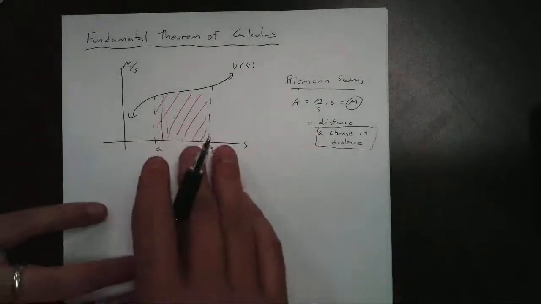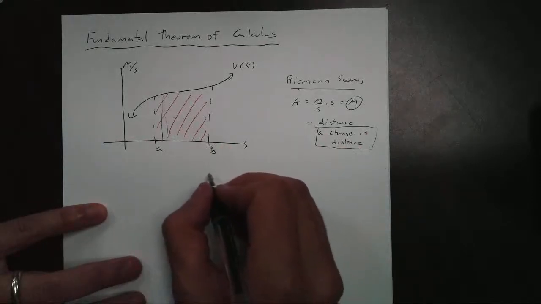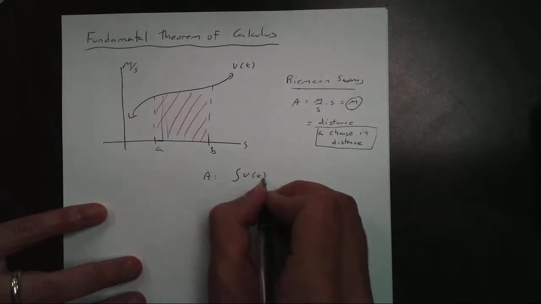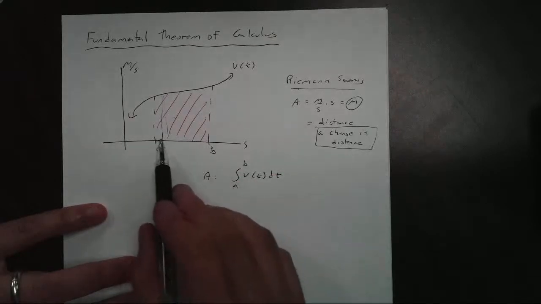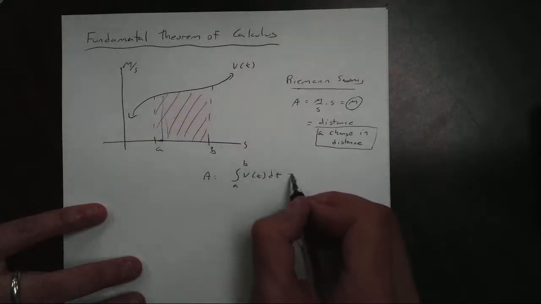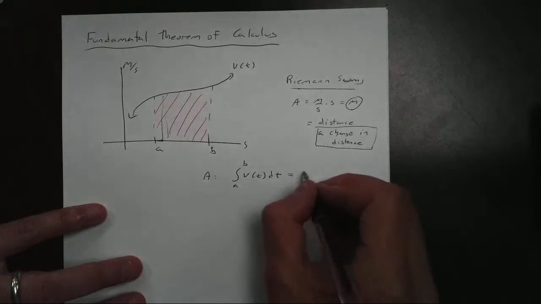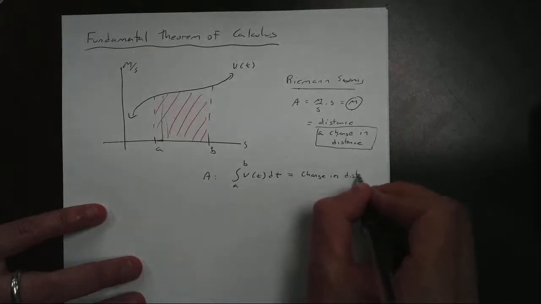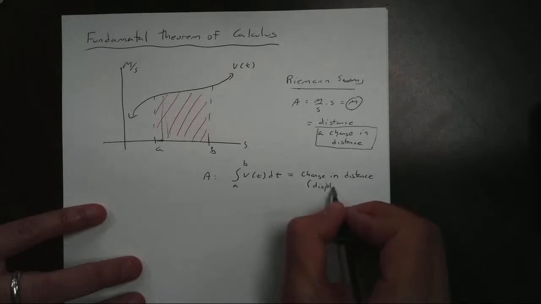Now, we also know we get area by taking the antiderivative. If I take the antiderivative of velocity, dt, from A to B, this is going to give me my area. Well, since we just found out that area is my change in distance, this is going to give me my change in distance then. Now, we have a fancy word for that, displacement.